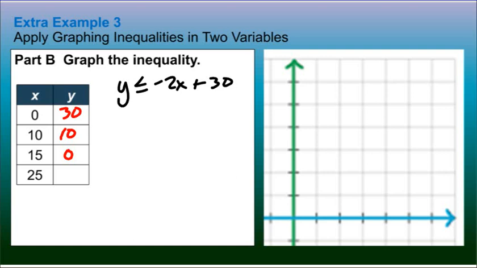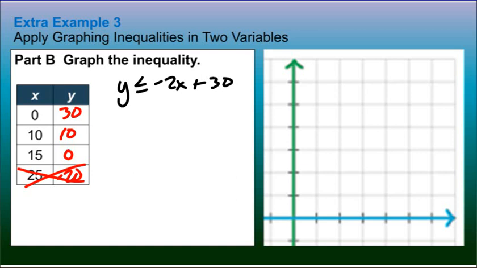And if you did 25, that would be negative 50. Negative 50 plus 30 would give you a negative 20. This one would not make sense because you can't have negative 20 amount of bouquets. So we're going to use just these numbers that we have here to plot. So our y's are going to be our small bouquets and our x's are going to be our large bouquets.